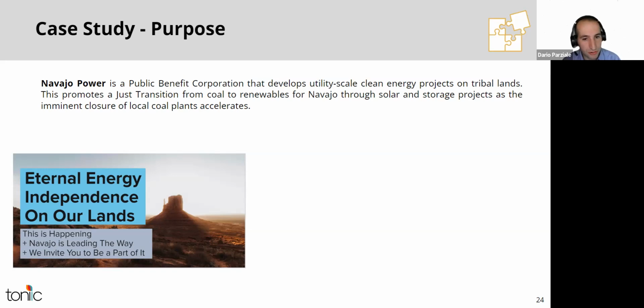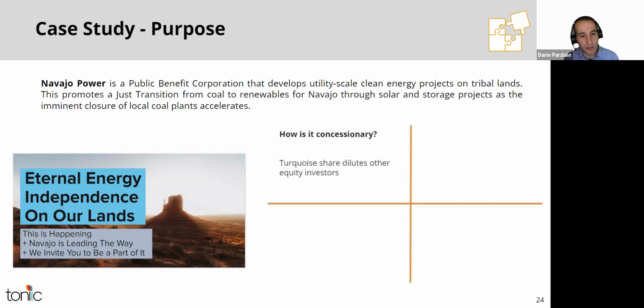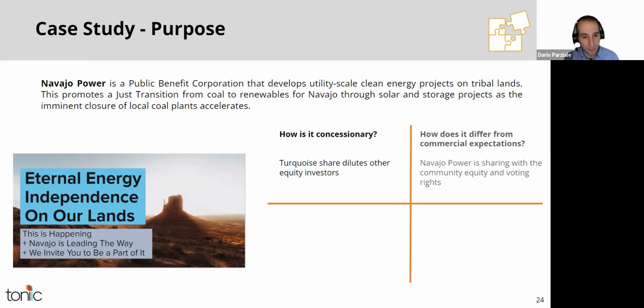But among the unconventional terms of the deal, there was also a turquoise share, which was established to allocate 10% ownership for community benefits. For the sake of this example, we will focus on this turquoise share. It is concessionary because the turquoise share dilutes the other equity investors. It differs from commercial expectations because Navajo Power is sharing equity and voting rights with the community.